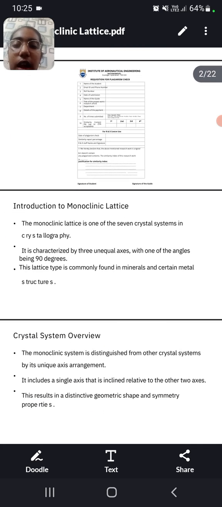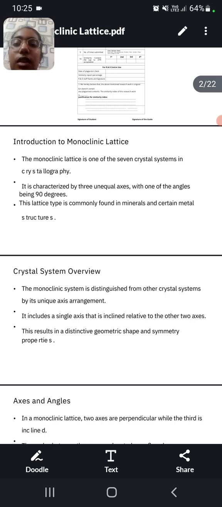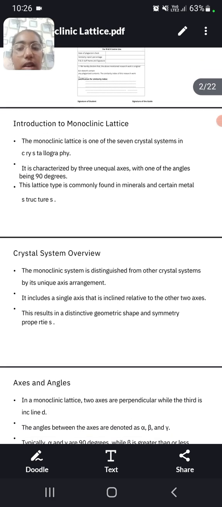24951A05BN. Today I am going to talk about monoclinic lattice. The introduction to monoclinic lattice. The monoclinic lattice is one of the 7 crystal systems in crystallography. It is categorized by 3 unequal axes with one of the angles being 90 degrees. This lattice type is commonly found in minerals and certain mineral structures.